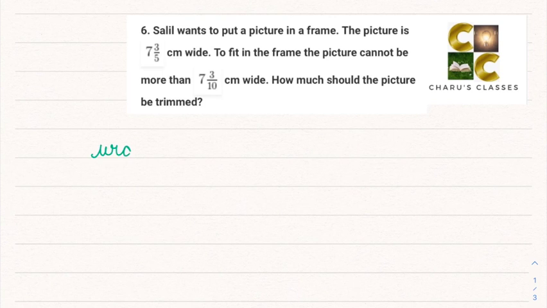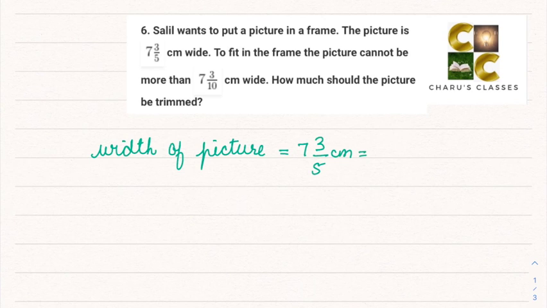The width of the picture is 7 3/5 centimeters. This is a mixed fraction, so we convert it into an improper fraction. 7 into 5 is 35, plus 3, so that is 38/5 centimeters.